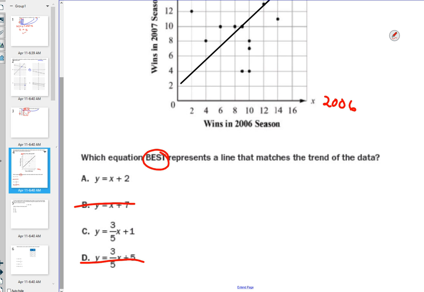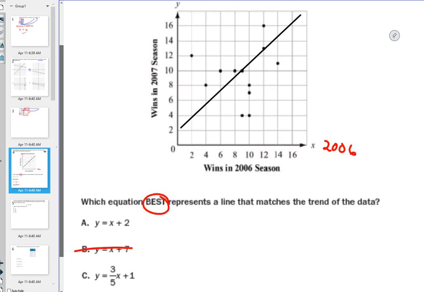But it looks to me like it's crossing at 2, but that doesn't mean that it wouldn't cross at 1. That 1 is pretty close to 2. I can't really eliminate that. So what's going to make the difference for me is the slope. Does this line of best fit appear to have a slope of 1 or a slope of 3/5?